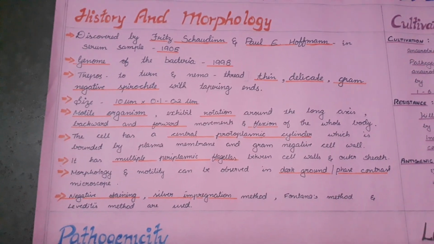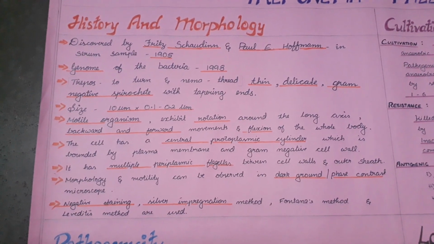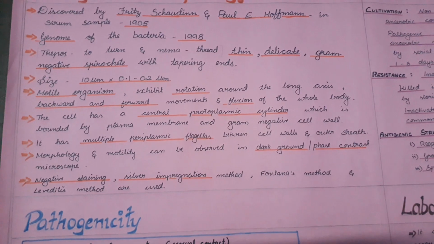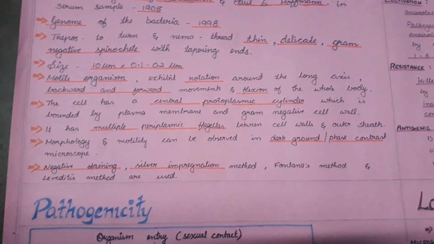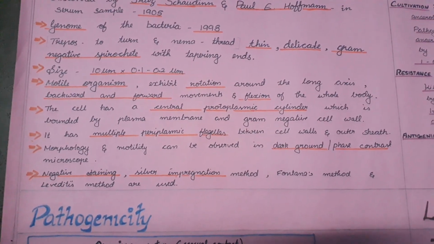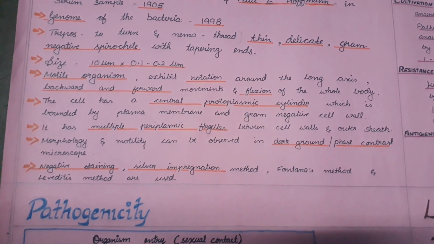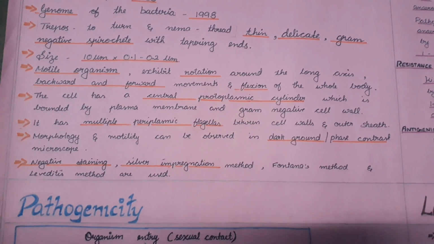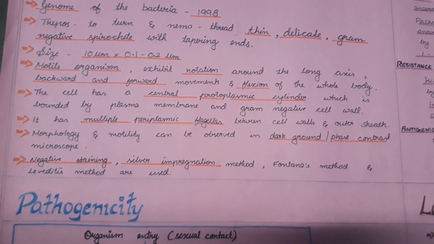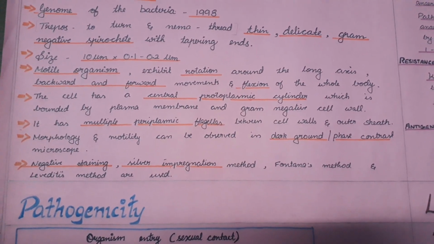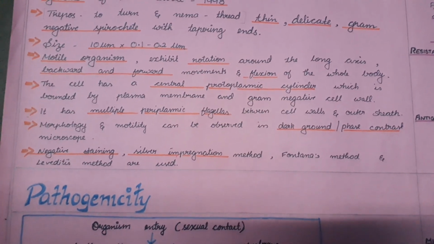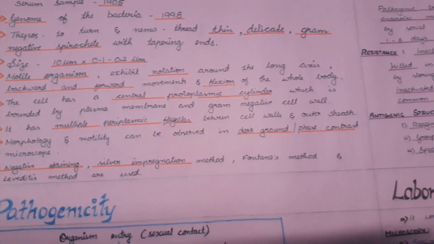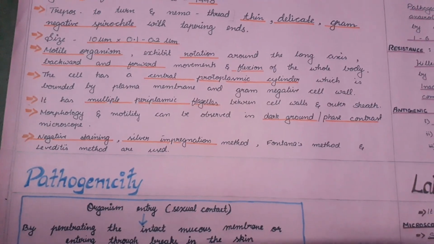It is a motile organism and it exhibits three kinds of movements. First of all, it exhibits rotation around the long axis. Then it has backward and forward movements and the whole body is flexible. The cell also has a central protoplasmic cylinder which is covered by the plasma membrane and gram-negative cell wall. It has multiple periplasmic flagella which are located between the cell wall and the outer sheath.